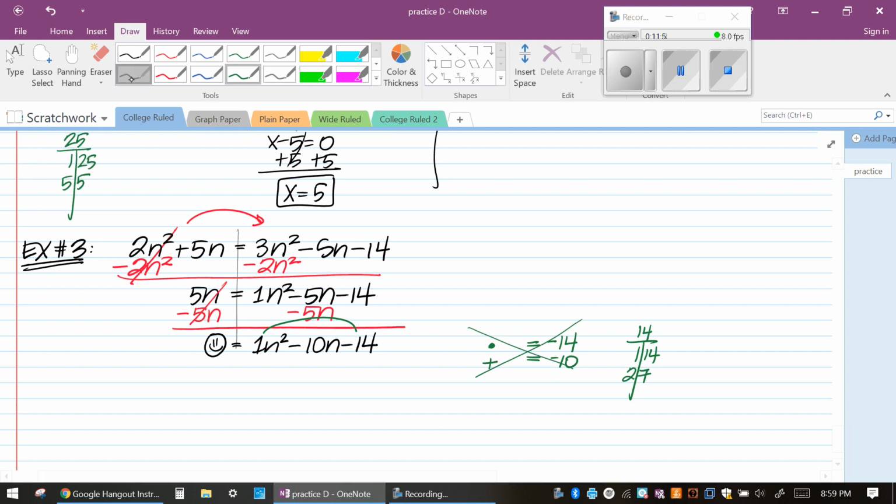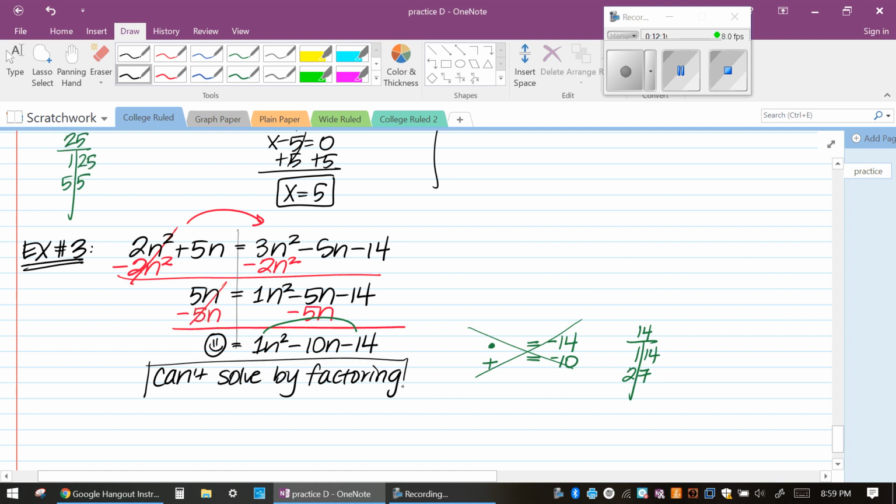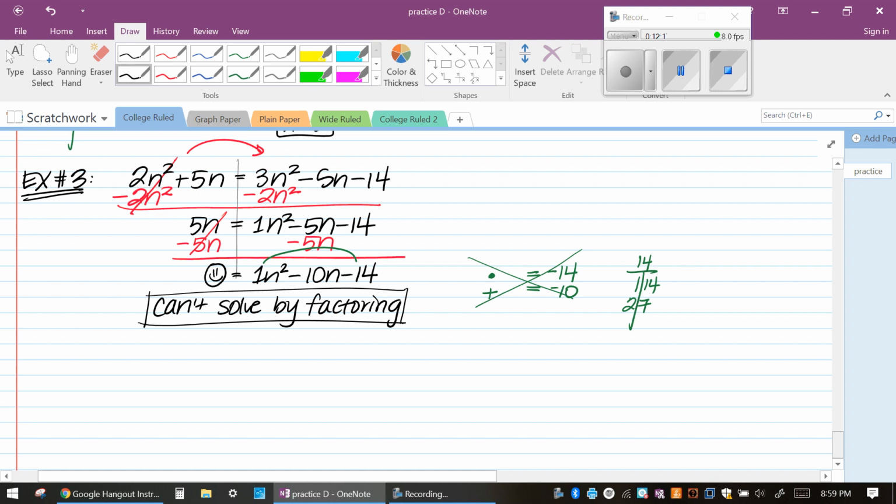Hopefully you realize that this cannot be solved by factoring, because there are no factors of 14 that will multiply to negative 14 and add to negative 10. We will learn how to solve this. We just can't do it with factoring. Make sure you're not saying can't be solved or no solution, because it does have a solution. We just don't know how to find it yet. The only strategy that we've reviewed is solving by factoring, so you have to say can't solve by factoring.